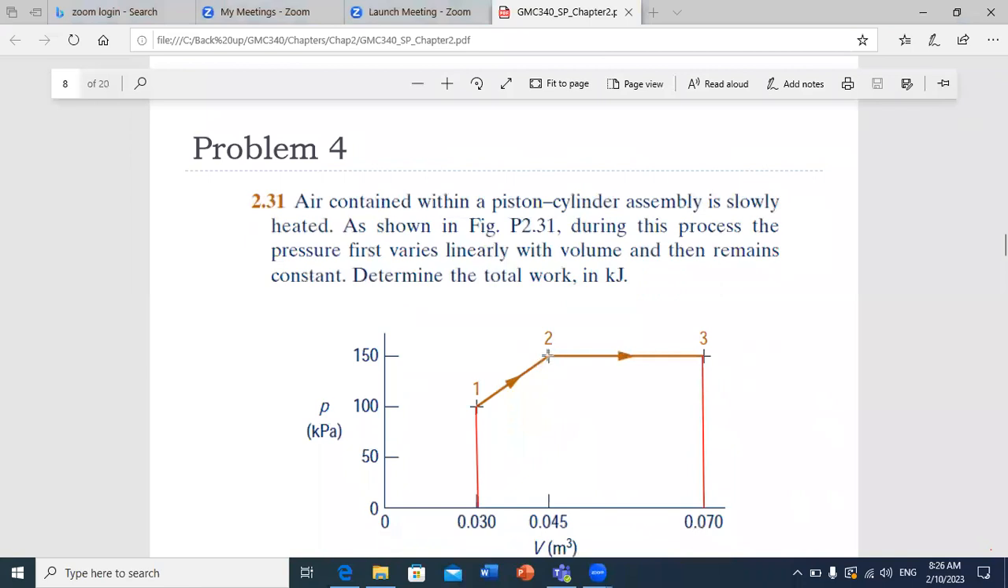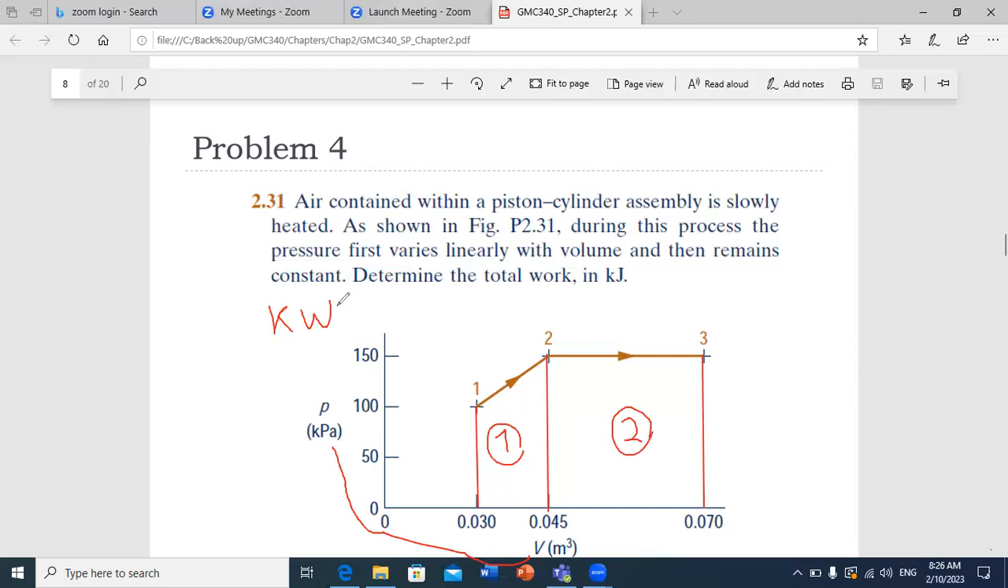From 1 to 2, you have a linear process, so you have to take into consideration the area of the trapezoid. And from 2 to 3, you have a constant pressure, so you just have the area of a rectangle. And all you have to do then is to add area 1 to area 2. And what will be our unit? Since P is in kilopascal, when you do the integral of PdV, you will get the result in kilojoule.